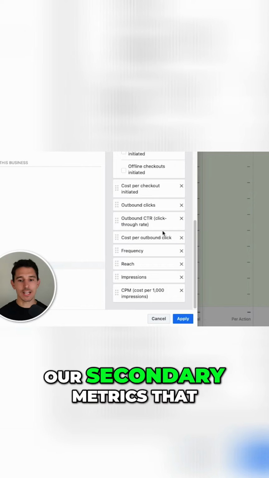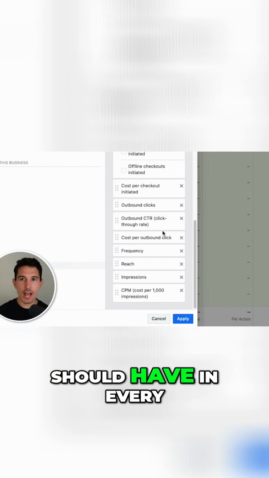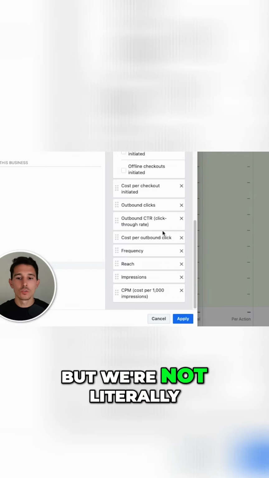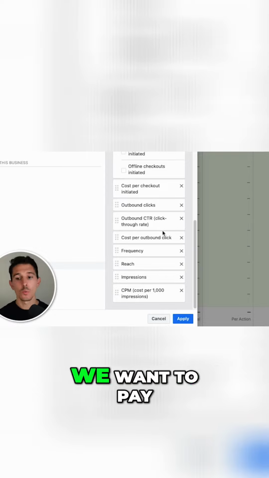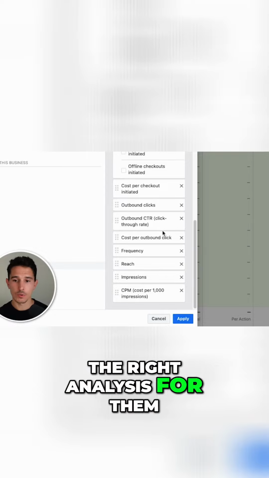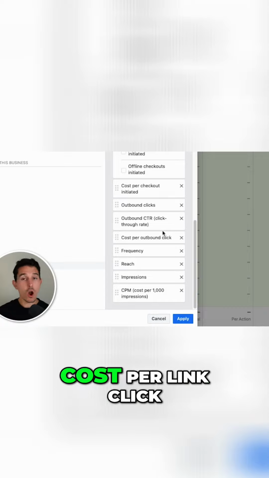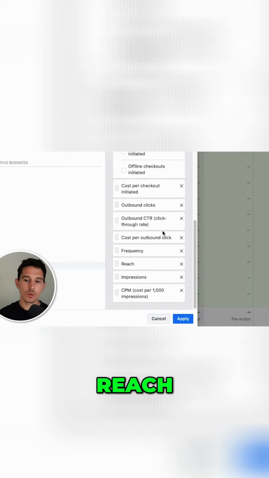Beyond that are secondary metrics that I think everyone really should have in every single one of their dashboards, but we're not literally over-obsessing about our reach or our impressions or our click-through rates. We want to pay attention when we're doing the right analysis for them. I like outbound or link click CTR, cost per link click, frequency, reach, impressions, and CPM.